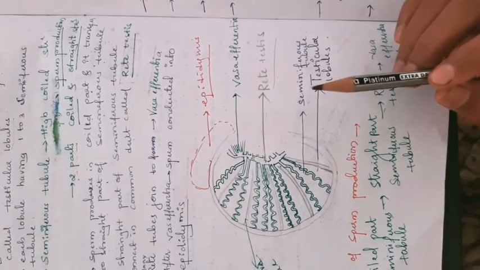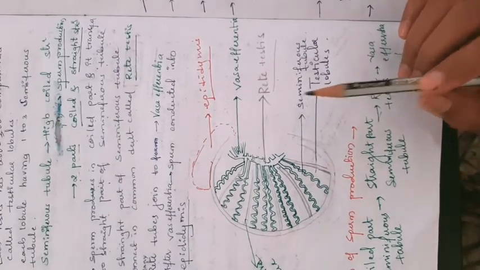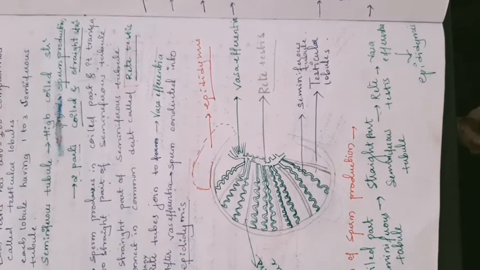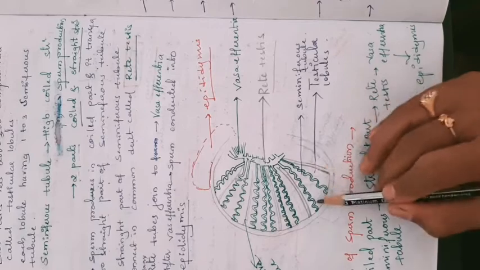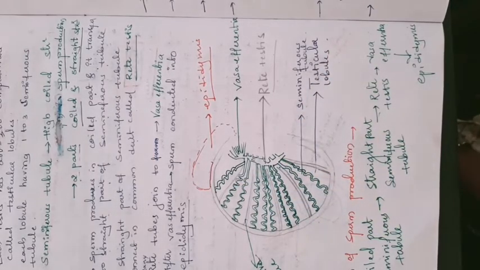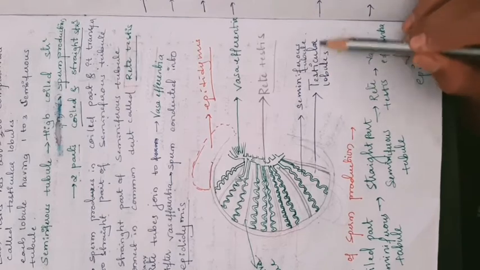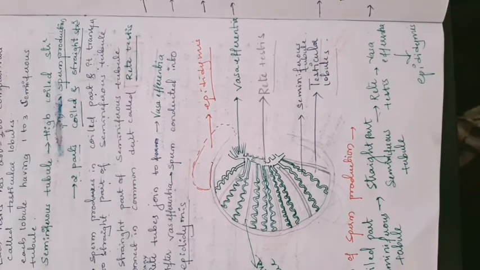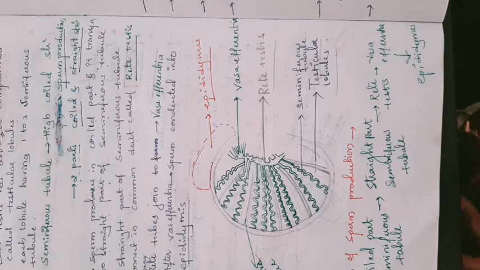The testis is covered by a thick covering called the tunica vaginalis. Inside that you can see many compartments, 200 to 300 compartments. Those are the testicular lobules. Inside each testicular lobule, there are 1 to 3 seminiferous tubules. Seminiferous tubules are highly coiled structures, where the sperm production occurs. The sperm is produced in the coiled part and transferred to the straightened part of the seminiferous tubule.